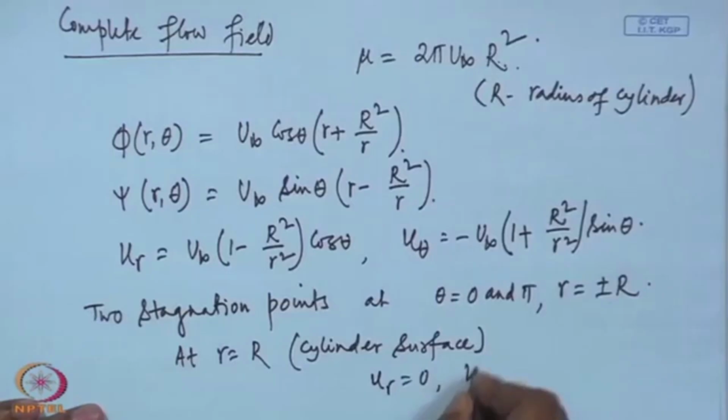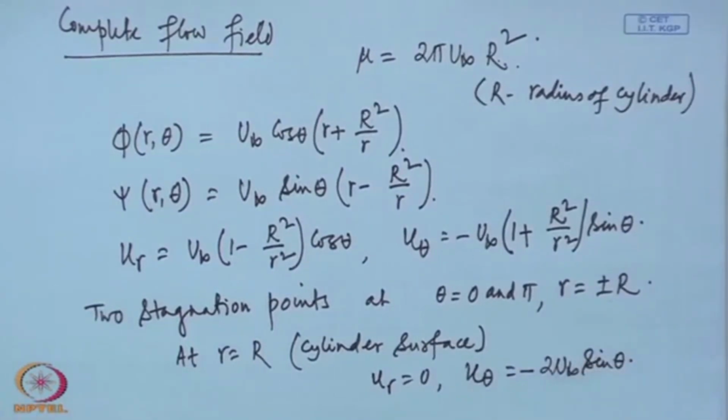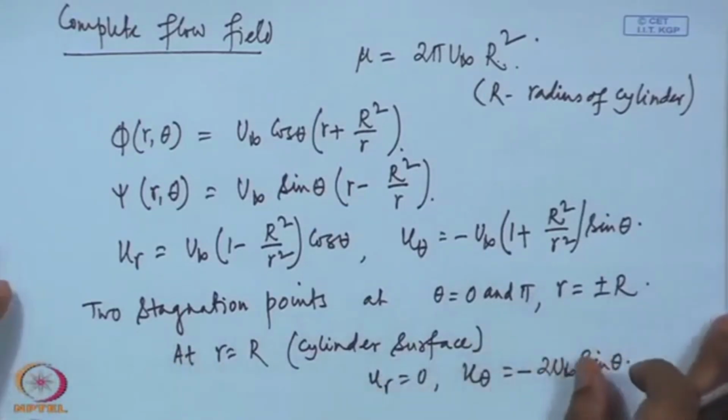Which you have already done on the surface of the cylinder. Let us now find the pressure on the surface of the cylinder. At any point in the flow field, of course, you can find using these u r and u theta, but it is more important to find them on the surface of the body. So, we will find pressure on the surface of the body.